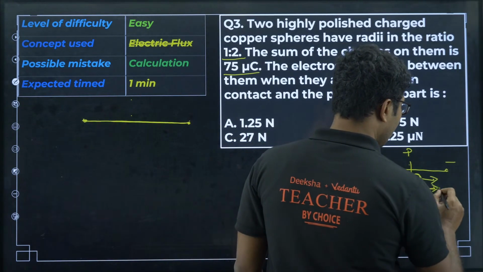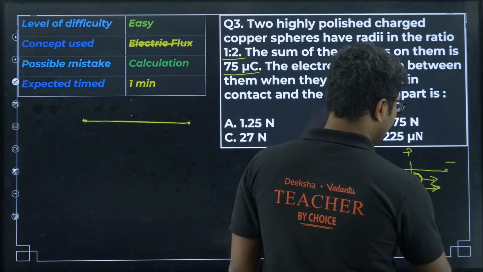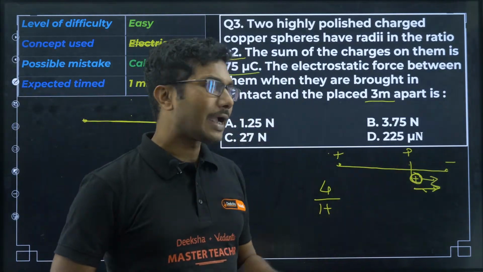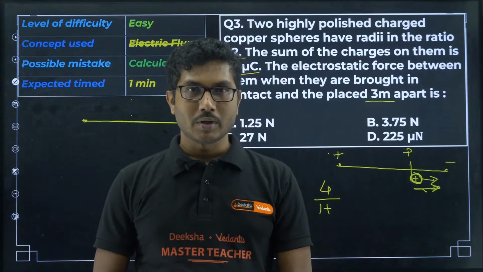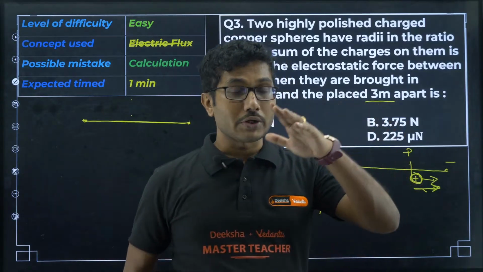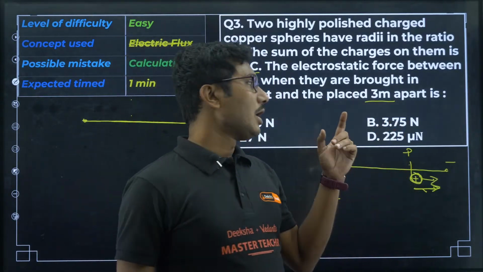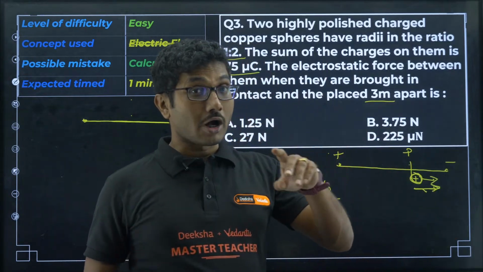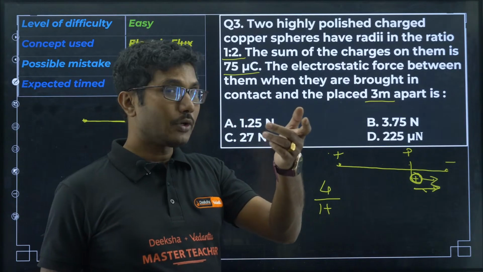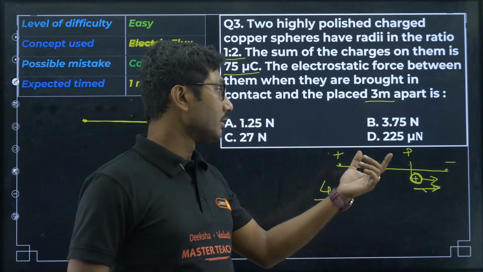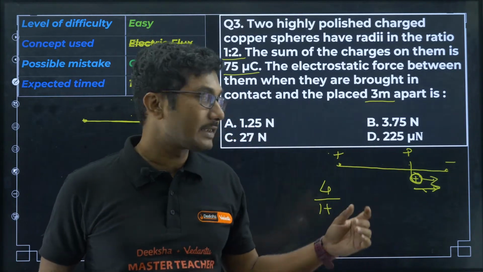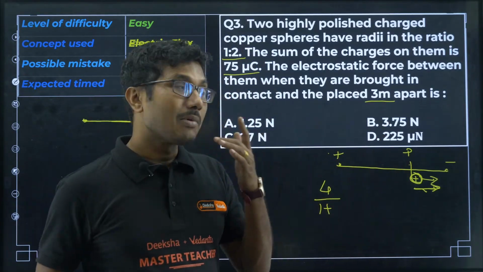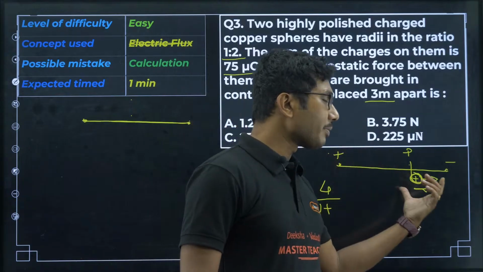So in both cases, it is experiencing force in the same direction. So how can there be a null point between them? Okay, if you are talking about potential, that is different. If you are talking about some force on some charge kept in between, that will be different. But if you are talking about electric field, it will not be zero between them.